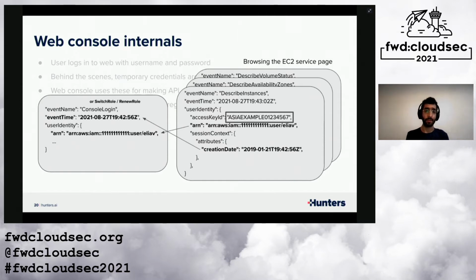By the way, it doesn't only have to be console login. If you assume a role or switch roles through the portal, or just have a timeout after about an hour, the portal behind the scenes will call switch role and renew role, which also both of these are undocumented. And the same thing would have to happen here for the events that follow after these events.